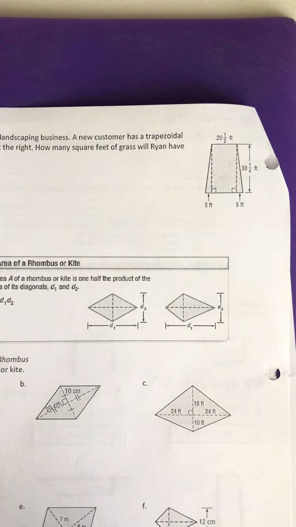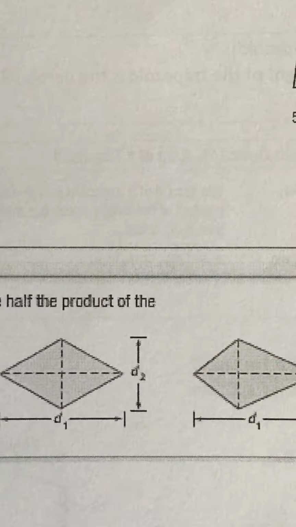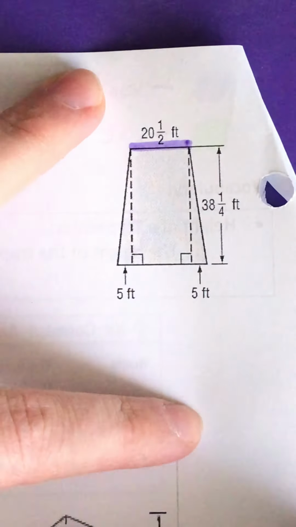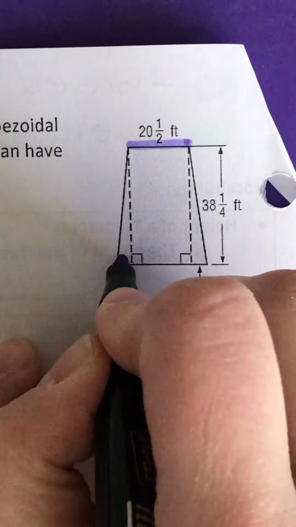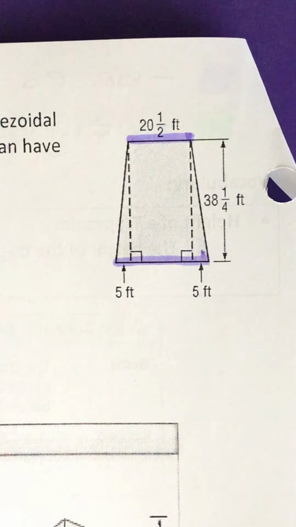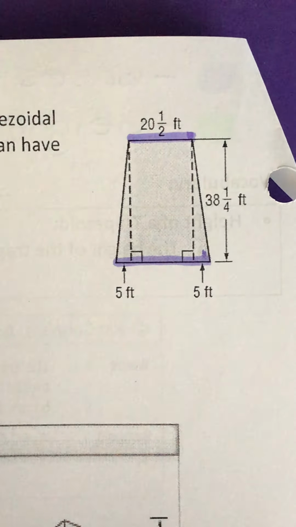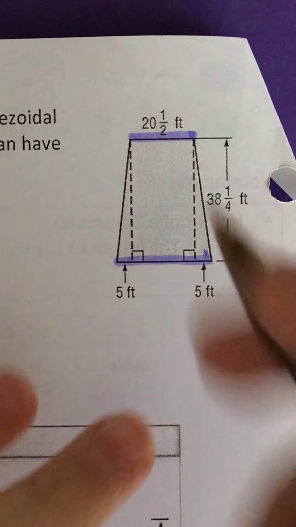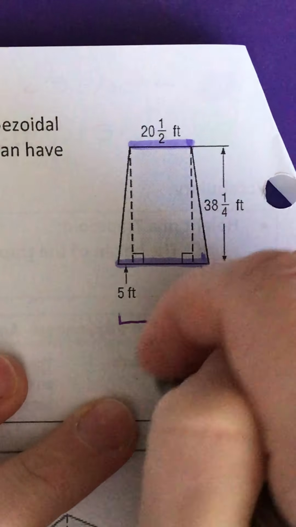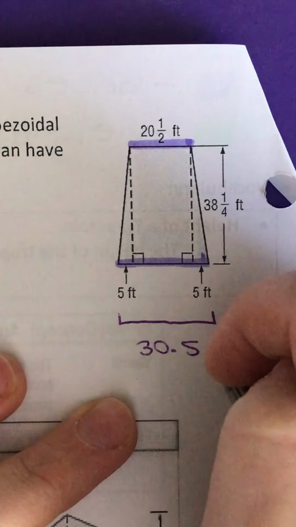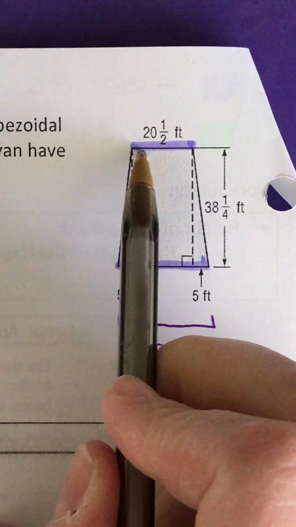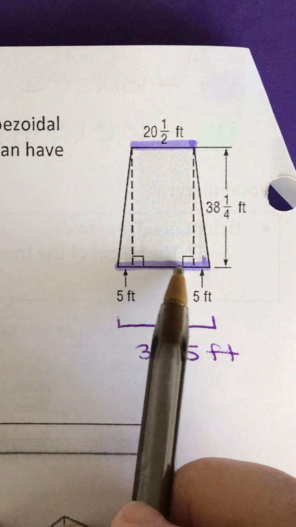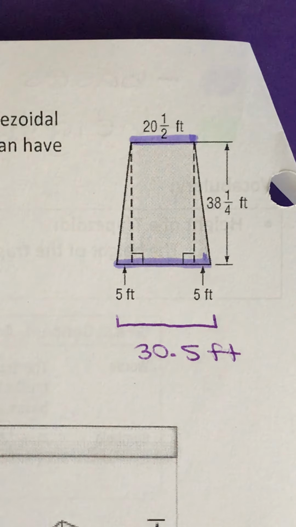So again, we can identify the bases. Let me zoom in there for you. My top base is 20.5. My bottom base is going to be, this middle part will be 20.5 also, and then I have to add 5 and 5. So that will give me 30.5, this whole base. So this part is 20.5 from here to here. That's making it a rectangle, so it will also be 20.5. So I'm going to add that 5 and 5 on each side.